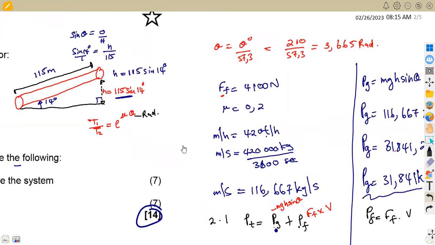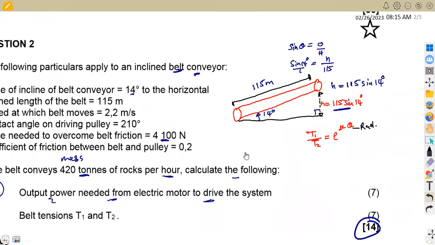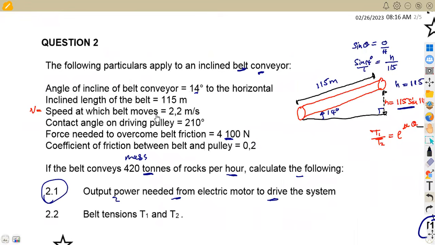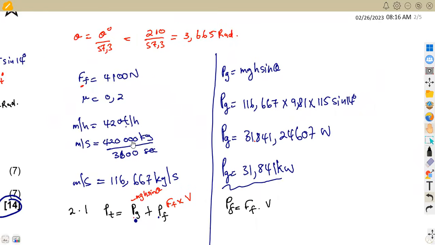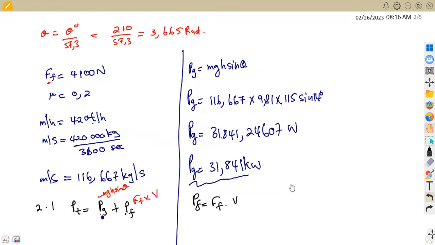All right, so if we are to check here, let's get back to this information. The speed at which the belt moves, we have it here from this formula. So we've got our V, which is 2,2 meters per second. So that is going to be the frictional force times velocity. We shall have this as PF, the frictional force, 4,100 Newton times the velocity. We said this is 2,2. If we multiply properly, we are going to obtain 9,020 watts.